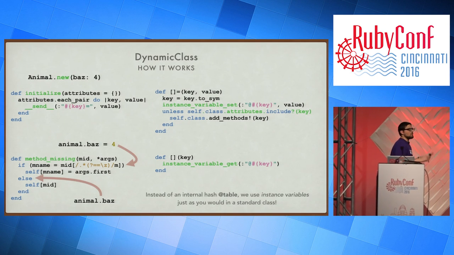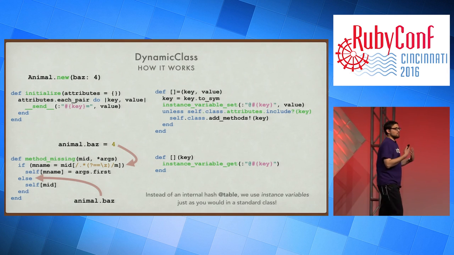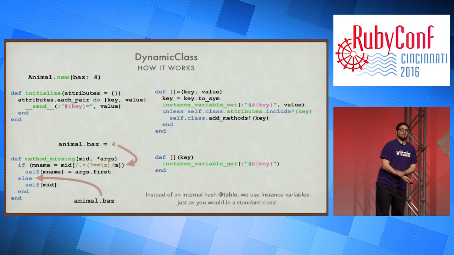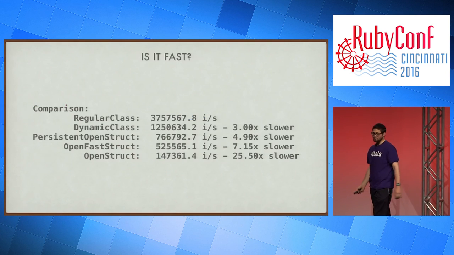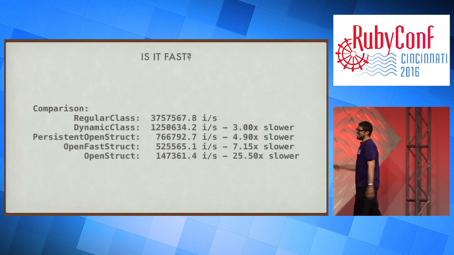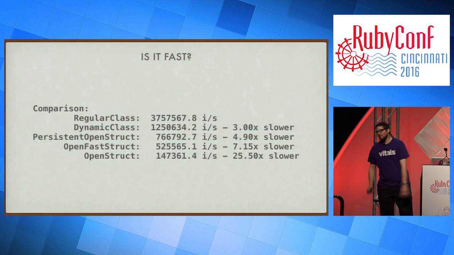So we no longer are relying on this internal hash table. We're just using instance variables. It is a regular class, just it's dynamic because on the fly, we're defining the adder writers and adder readers that we need. And that's actually a lot faster. It's 40% faster than persistent OpenStruct. It's 8 times faster than OpenStruct. And it's still about 3 times slower than a regular class.